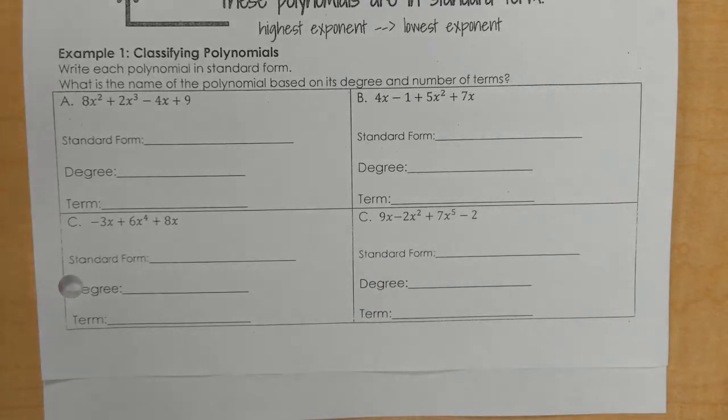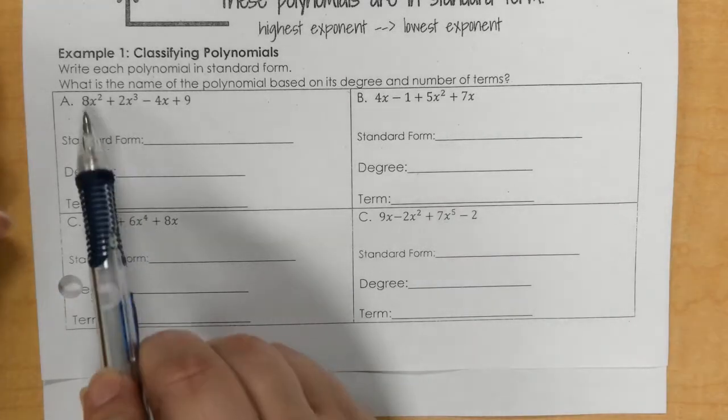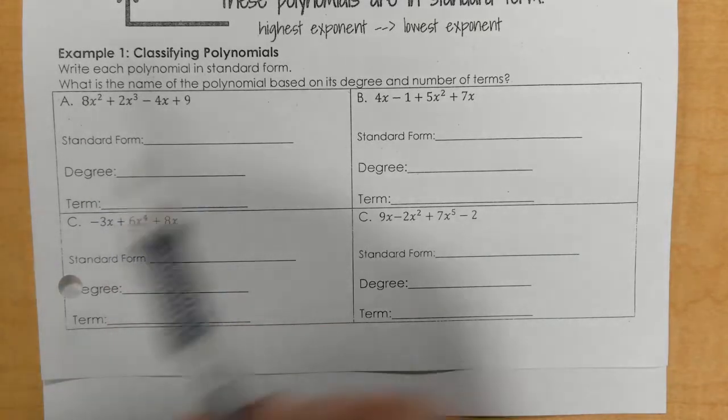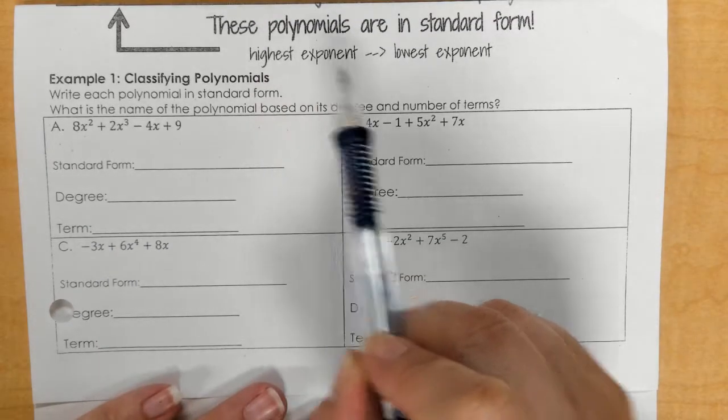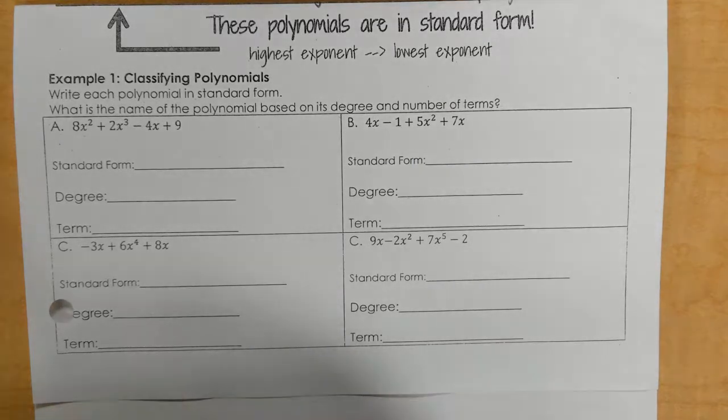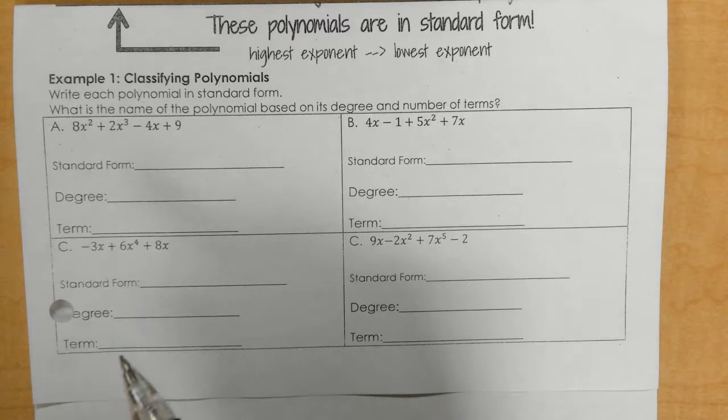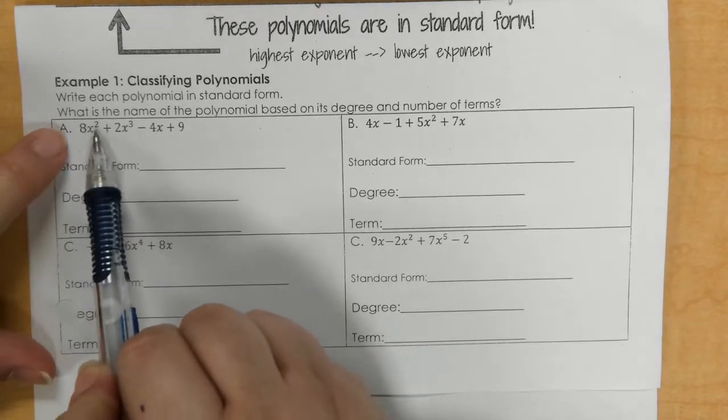For example 1, classifying polynomials, we need to put these polynomials into standard form, which is going from the highest exponent to the lowest exponent. We also need to combine like terms if necessary, and then we need to name by degree and term. So first of all, I'm looking for the highest exponent.